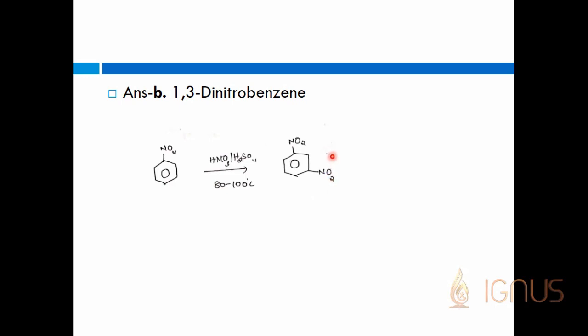Hence you will be getting the meta nitro product. Hence our answer will be 1,3 dinitrobenzene, since nitro is meta-directing. If in place of nitro it was OCH3, then you will be getting the ortho or para product, because it is an ortho para directing group. If there was OH or amine, then you will be getting the ortho para product.